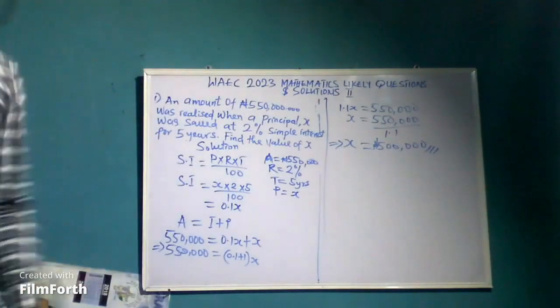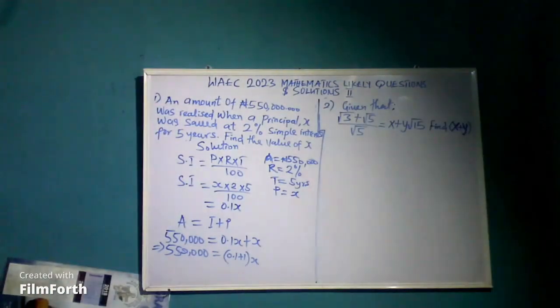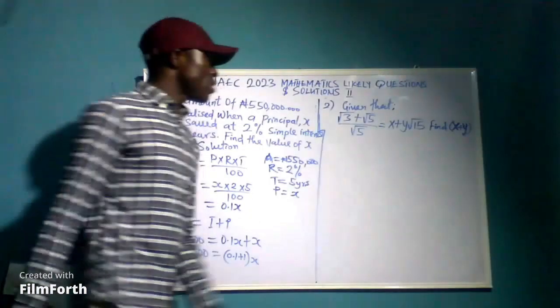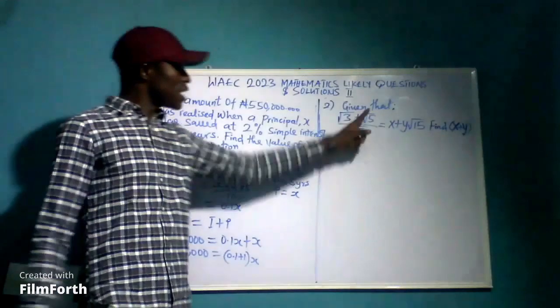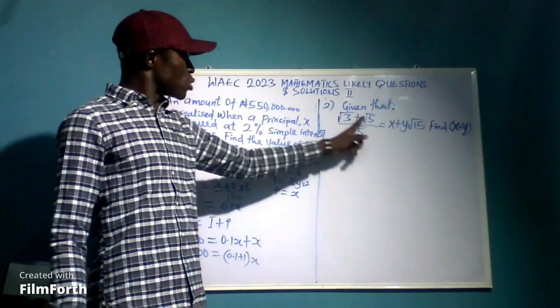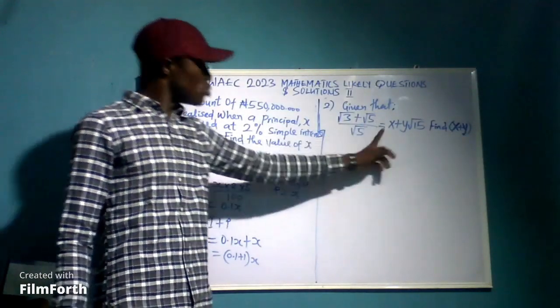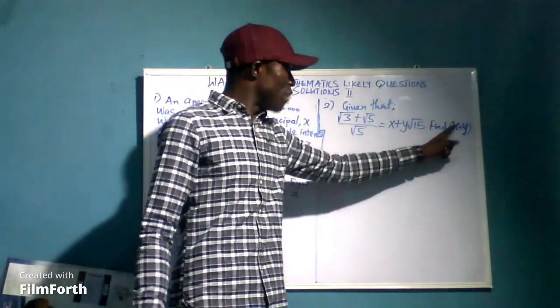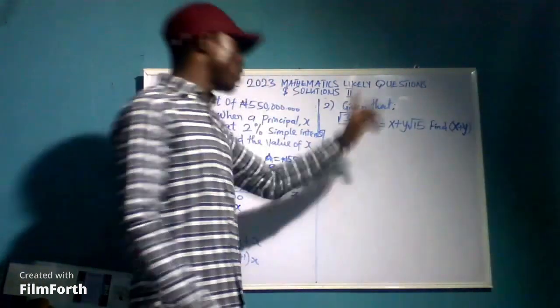That is the answer. Now let's take the second question. The second question is stated as: given that root 3 plus root 5, all over root 5, is equal to x plus y root 15, find the value of x plus y. In other words, find x plus y.